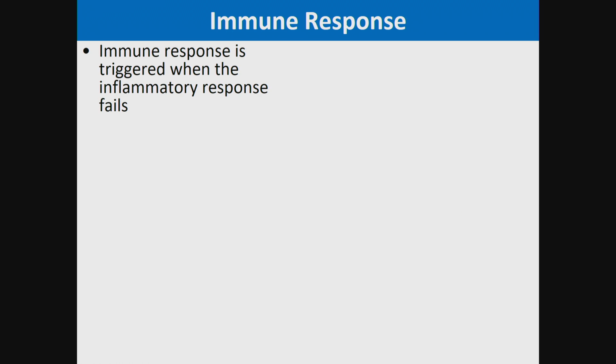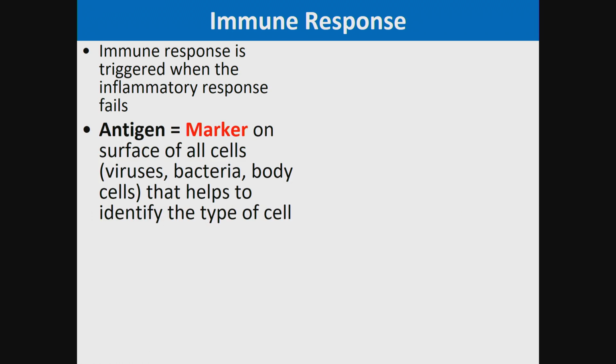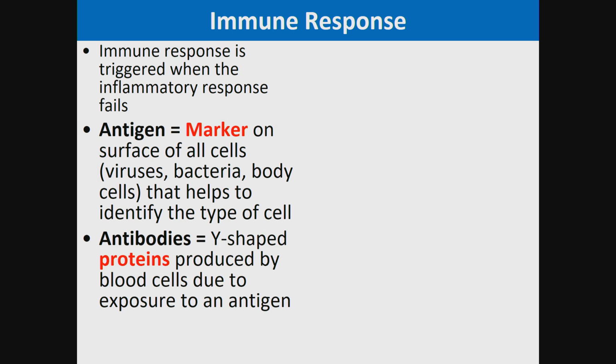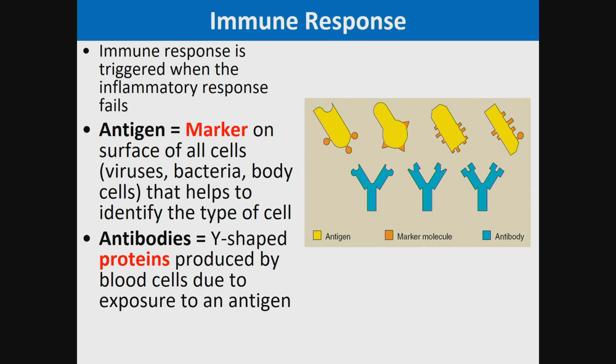The immune response is triggered when the inflammatory response fails. Antigens are markers on the surface of all cells, viruses, bacteria, and body cells that help to identify the type of cell. Antibodies are Y-shaped proteins produced by the blood cells due to exposure to an antigen. So when an antigen enters, our body makes an antibody that fits that specific antigen.